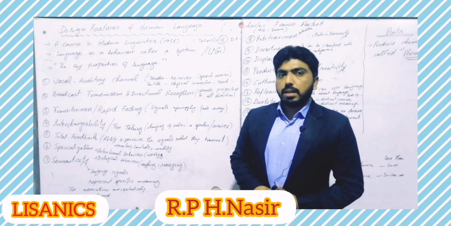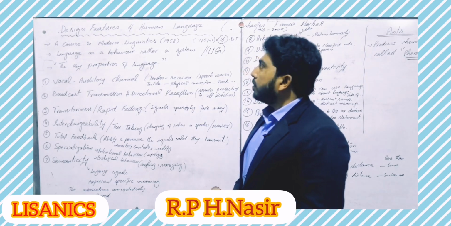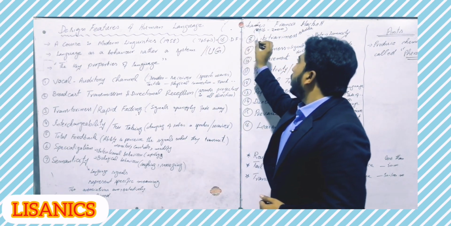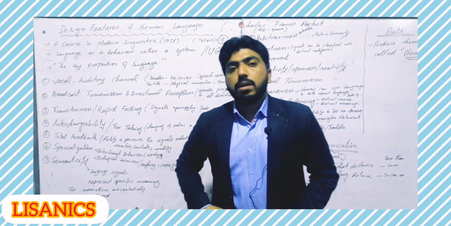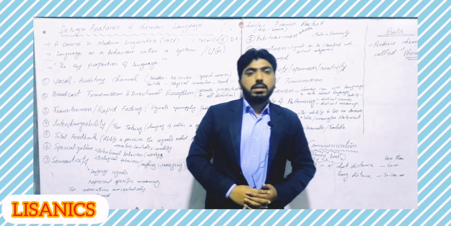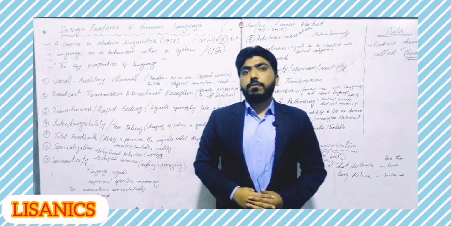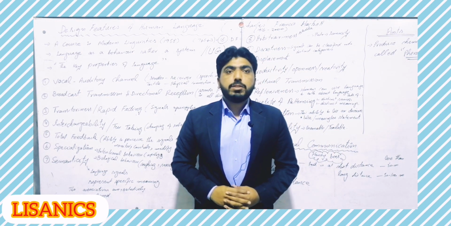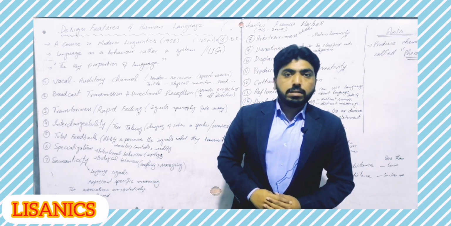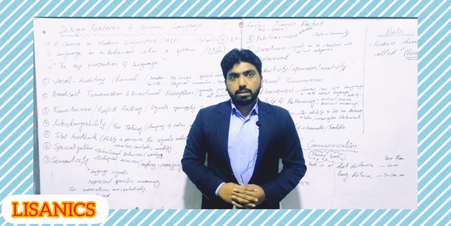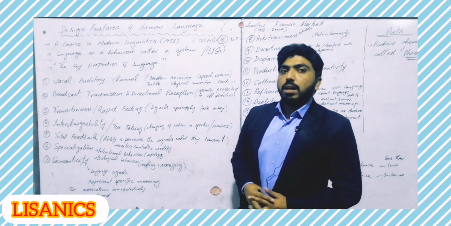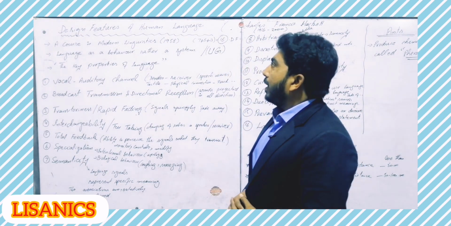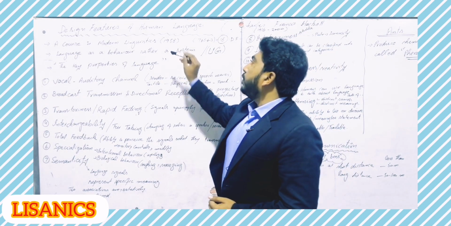Today, I'm going to discuss design features of human language. And these features were given by Charles Francis Hockett. There are a number of models which talk about different features, different characteristics of human language. But the most famous model regarding the features, characteristics of human language is given by Charles Hockett. He wrote a book, A Course in Modern Linguistics, in 1958.